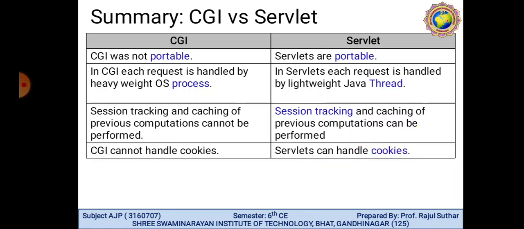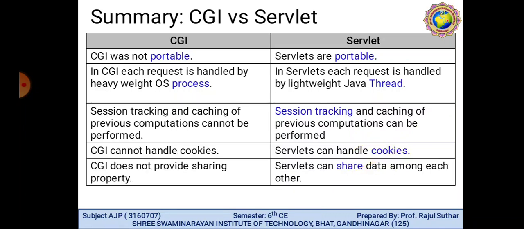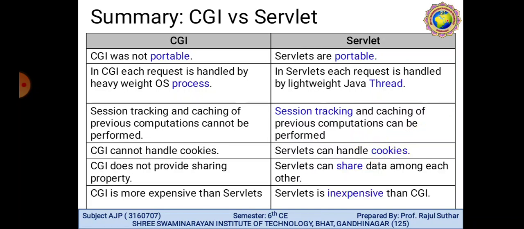In CGI, we cannot handle cookies, but in Servlet we can handle cookies. CGI does not provide the sharing property, while Servlet can share data among each other. CGI is more expensive than Servlet, while Servlet is inexpensive compared to CGI.